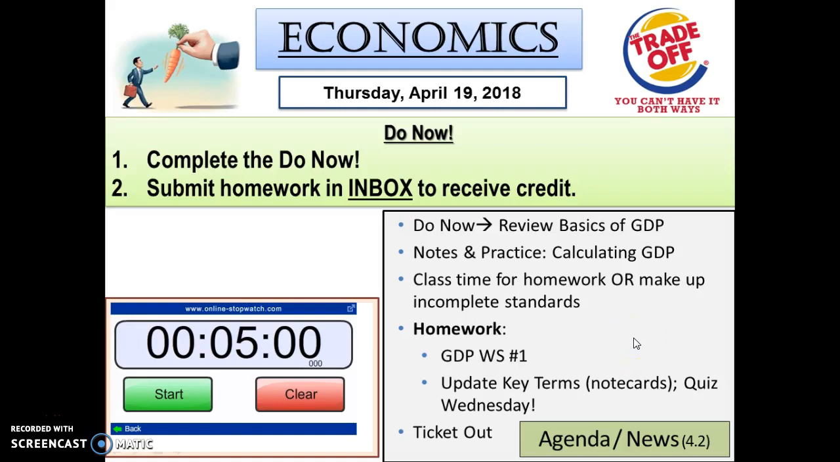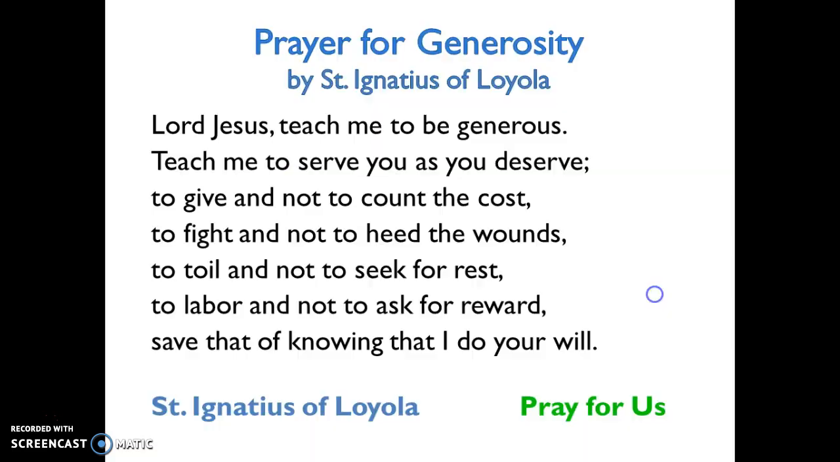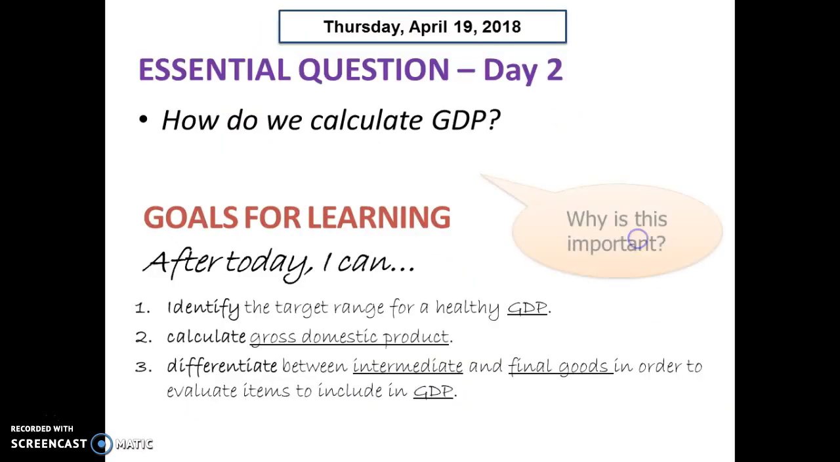Hi seniors, today is day 2 of Unit 4. We're looking at GDP. Our big question for today is how do we calculate GDP?